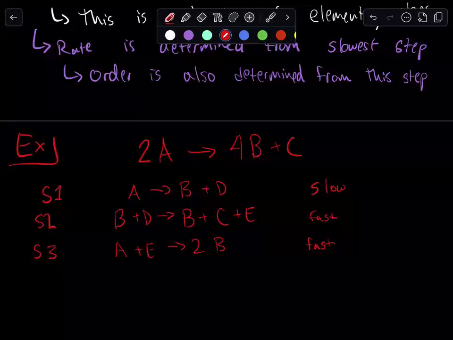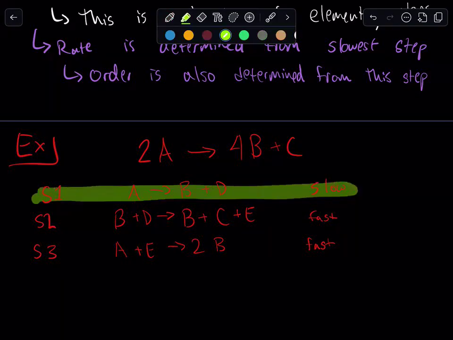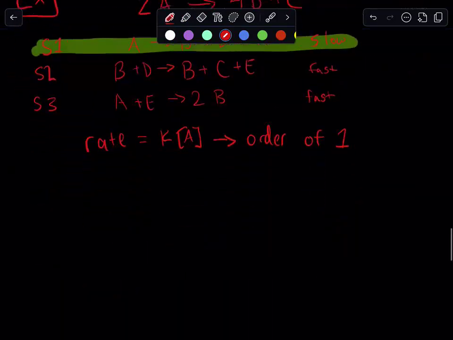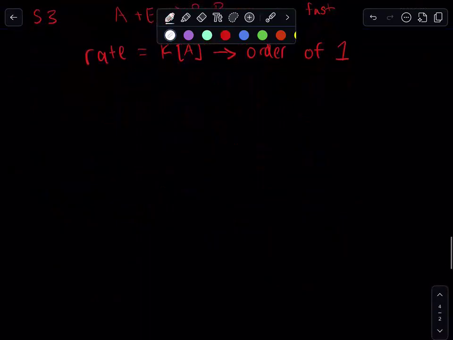So with that information, we're only going to look at step 1. So as we look at step 1 being our rate determining step, we will find that our rate is going to be equal to our rate constant times the concentration of A, our only reactant that determines rate. In this case, we know that this is an order of 1. So for multi-step reactions, it's actually quite simple. We can now just kind of create a chart that determines the order of any reaction from our elementary step.